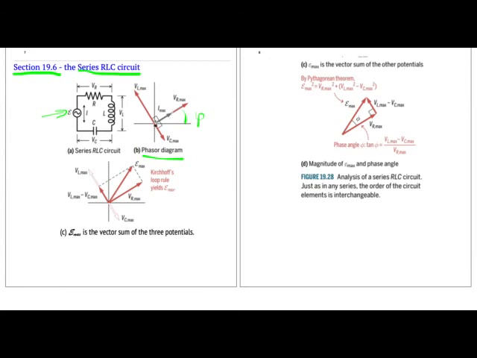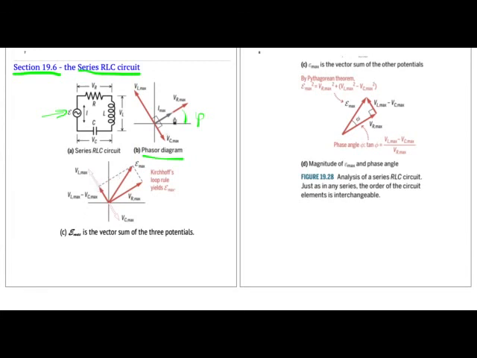But the potential difference across the capacitor will be at 90 degrees to that direction in the phase diagram. And the potential difference across the inductor will be at minus 90 degrees relative to that direction. So the potential difference across the inductor and the potential difference across the capacitor are 180 degrees out of phase.